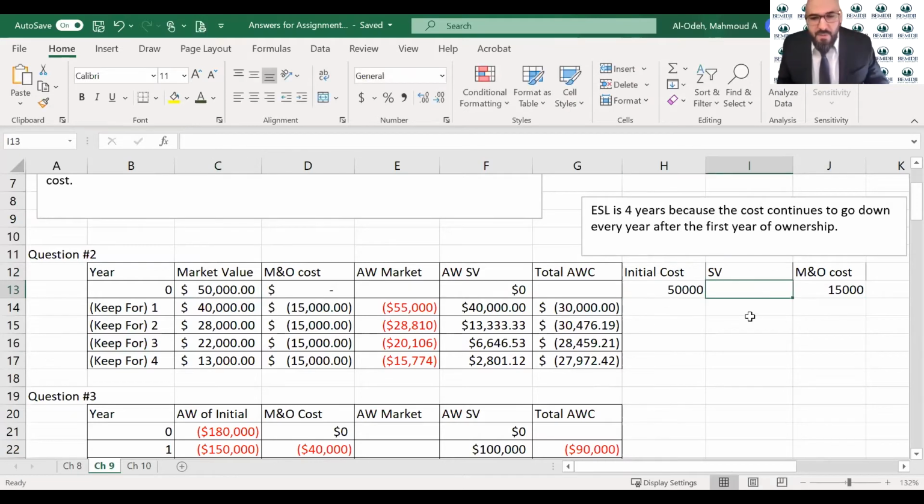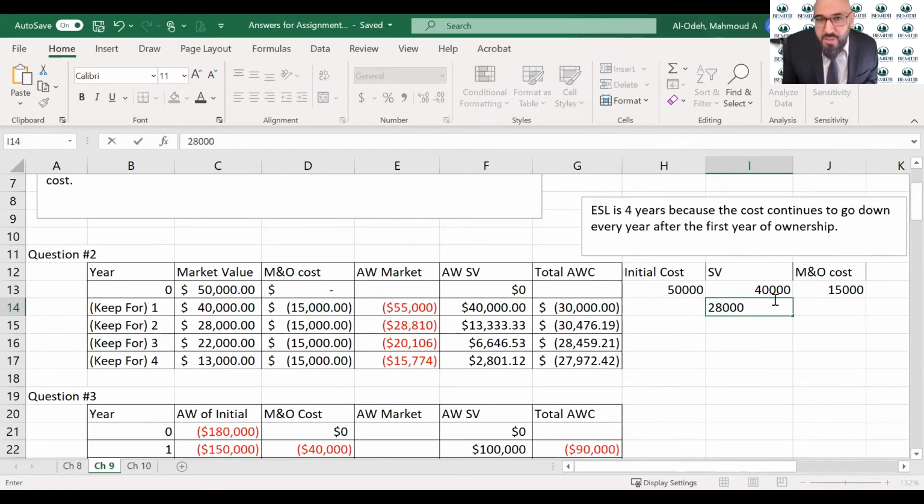Now, the confusion comes from the salvage value. Where's the salvage value? I don't see a salvage value in this question. The salvage value is basically the same thing as the market value, but it depends on where you look at it from. If we're going to keep this for 1 year, imagine that you own this asset for 1 year and you sold it. What is the market value for that? It's 40,000. In this case, if we're going to keep it for 1 year, the salvage value would be 40,000. And if we're going to keep it for 2 years, once I sell it, I'm going to get 28,000, which is considered the salvage value.